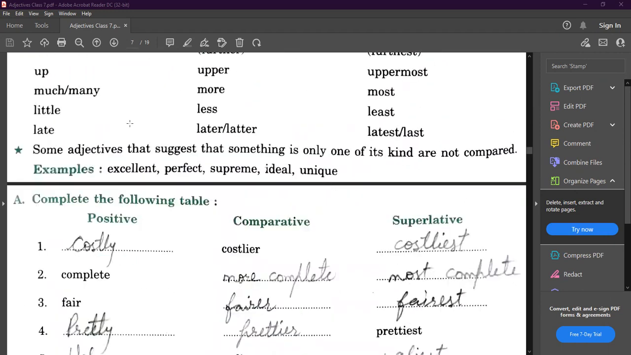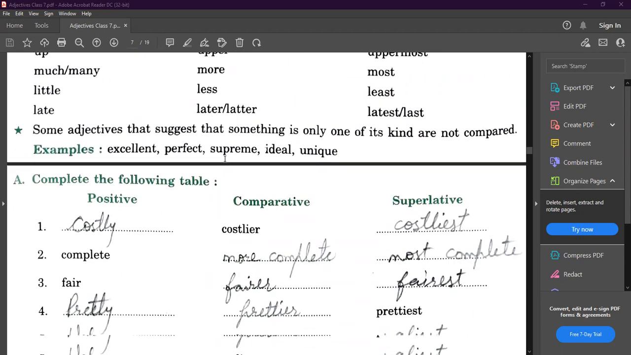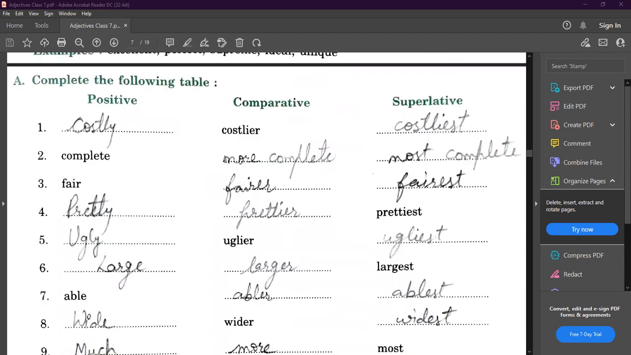आपने ये वर्ड्स कई बार याद किए. Little, less, least. Much, more, most. Now these words: costly, costlier, costliest. Complete, more complete, most complete. Fair, fairer, fairest. Pretty, prettier, prettiest. Ugly, uglier, ugliest.